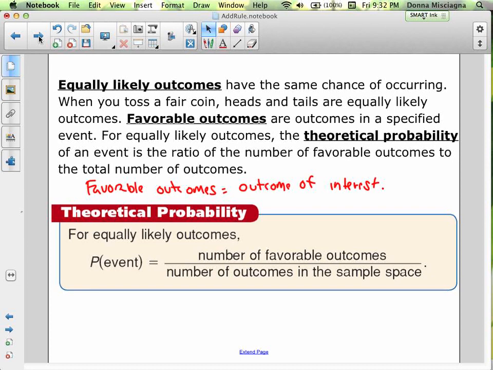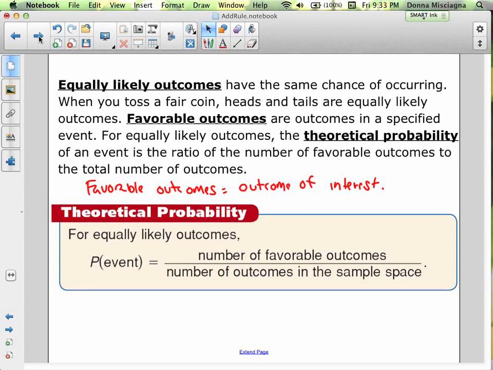Favorable outcomes are outcomes in a specified event. Another way you can write that, and I'd like you to put that in your notes, favorable outcomes are outcomes of interest. It's not that they're better or worse than the other outcomes, it's just what we're interested in. So it's a favorable outcome if it's the one that we're interested in.